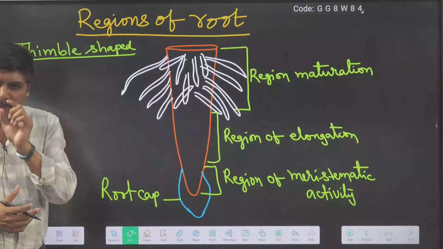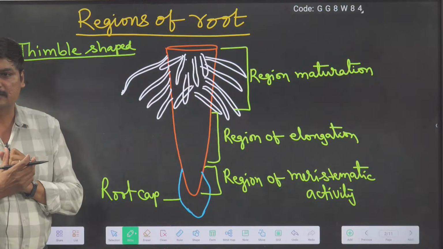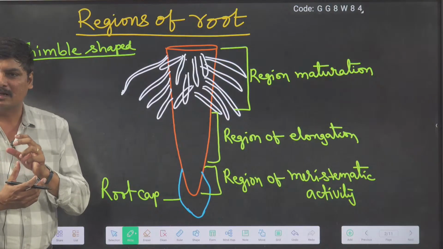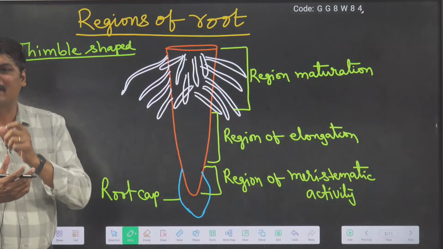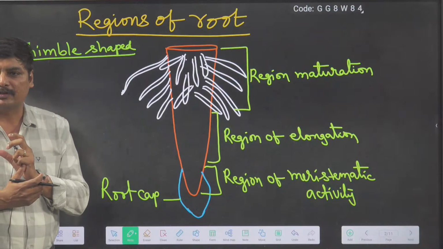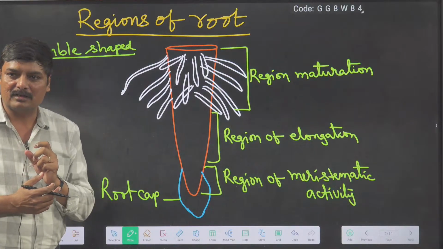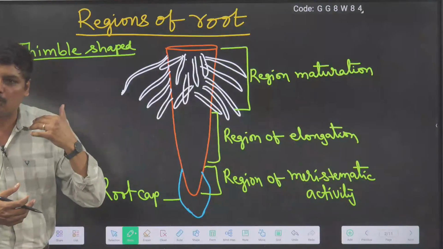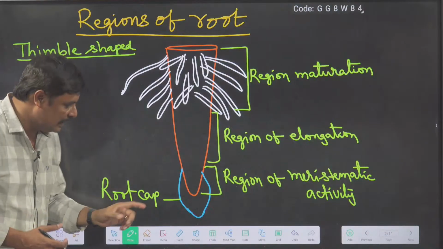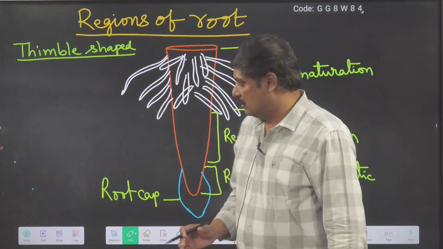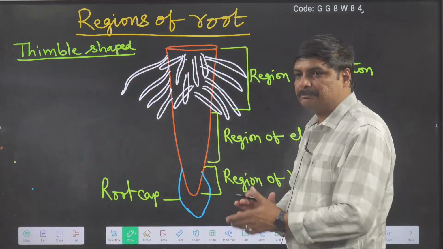Because the root tip is the growing part. Whenever it touches a hard surface, the root tip may be damaged because it contains the root apical meristem. That is the growing point, and if that growing point is damaged, the root cannot grow further. Therefore, it is covered by a thimble-shaped structure, also called the root cap.